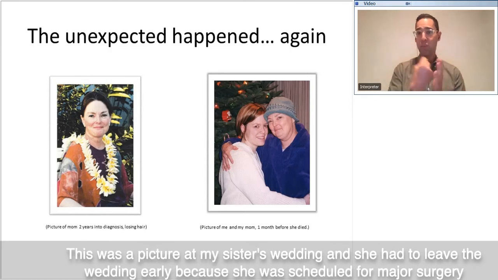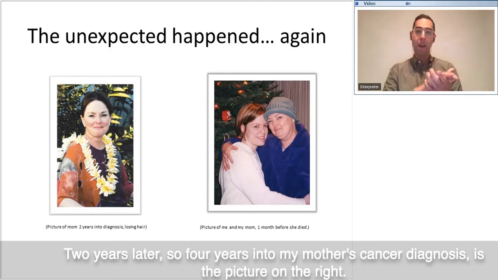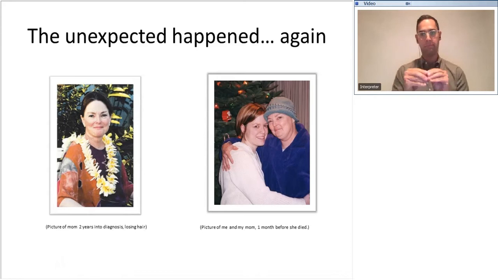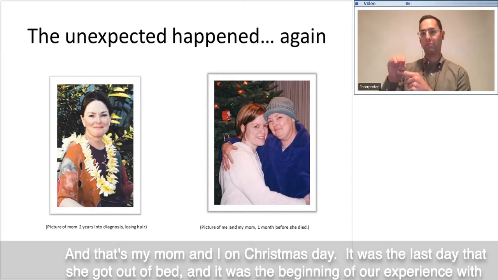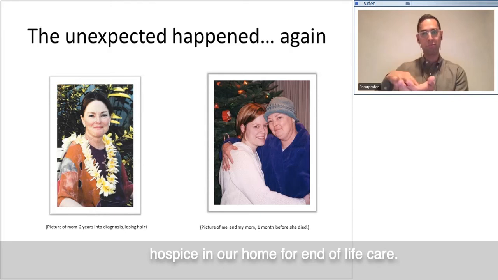And this is a picture at my sister's wedding, and she had to leave the wedding early because she was scheduled for major surgery. Two years later, so four years into my mother's cancer diagnosis, is the picture on the right. That's my mom and I on Christmas Day. It was the last day that she got out of bed, and it was the beginning of our experience with hospice in our home for end-of-life care.